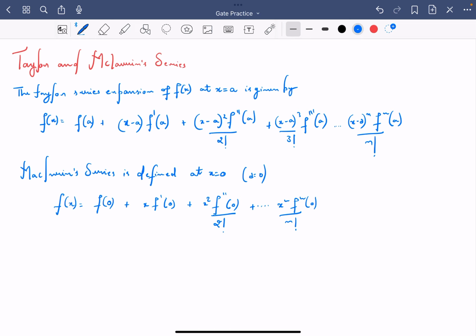Also, the Maclaurin series is defined at x is equal to 0. Now, this means we have to put a is equal to 0 in the above Taylor series. We'll get f of x is equal to f of 0 plus x f dash of 0 plus x square f double dash of 0 by 2 factorial and so on till x raised to n, nth derivative at 0 divided by n factorial. Let's solve an example to know better.